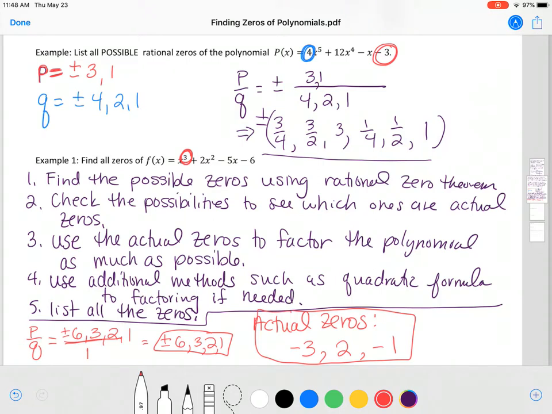Now when I graph this, it'll look something like this, if you check it on your calculator. Whoops. I'm not very good at drawing. I'm trying here though. It's going to look something like this, where it crosses at negative 3, it crosses at negative 1, and then it crosses at 2.